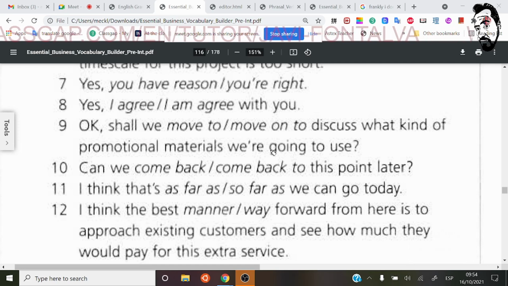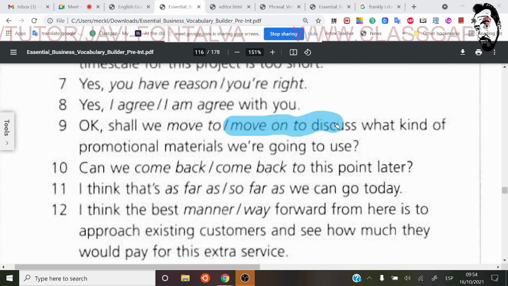So move to or move on? Move on. To discuss. Okay, but what we say? We move to discuss or we move on to discuss? Shall we move on to discuss? Pasar a discutir. Shall we move on to discuss what kind of promotional material we're going to use? Discuss no era discutir. Es hablar de un tema. Debatir.